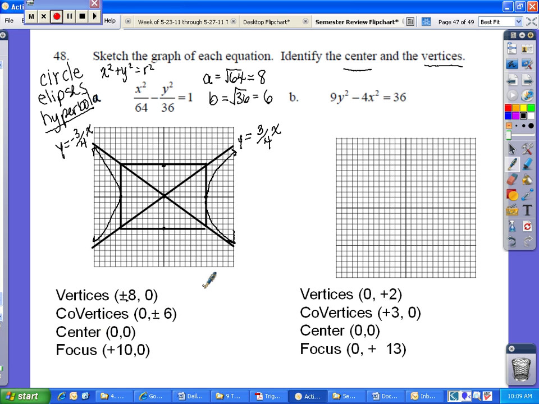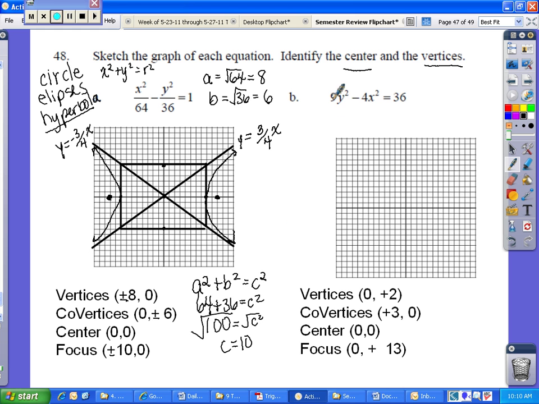And for my focus, I'm going to use the relationship a squared plus b squared equals c squared. So I'm just going to plug in 64 plus 36 equals c squared, and that's going to be 100. And then the square root of 100 is 10. So if c is 10, that again goes along with my vertices, so it's plus or minus 10, 0. Okay, and those are going to be right in here, and they should fall right inside of those two branches, right inside of those curves.